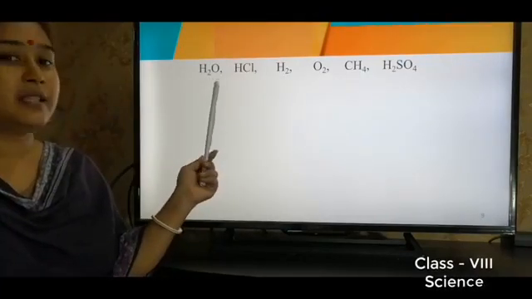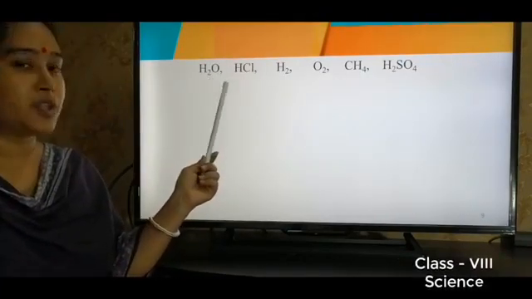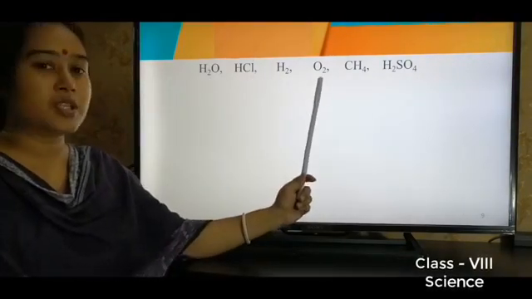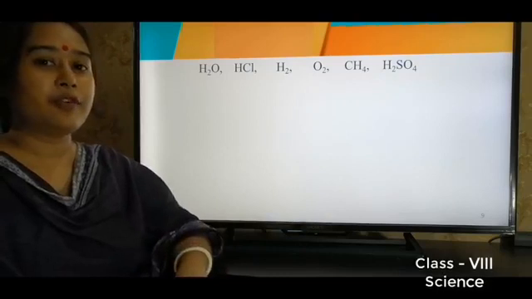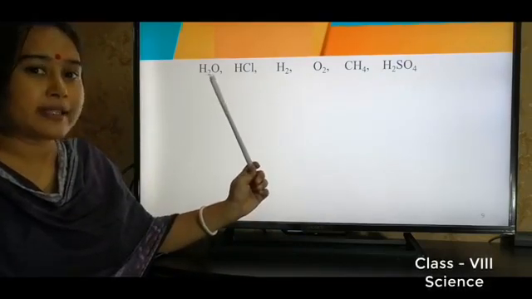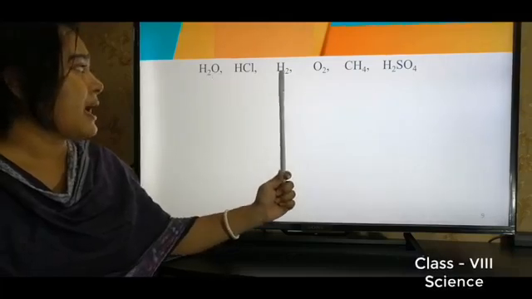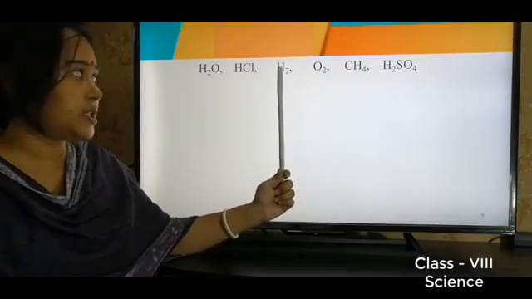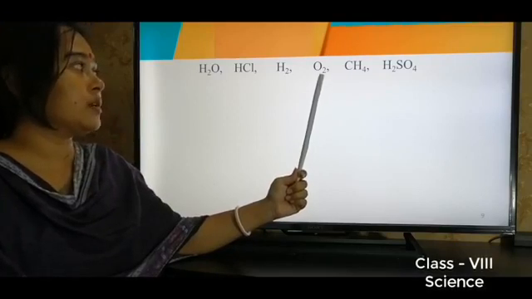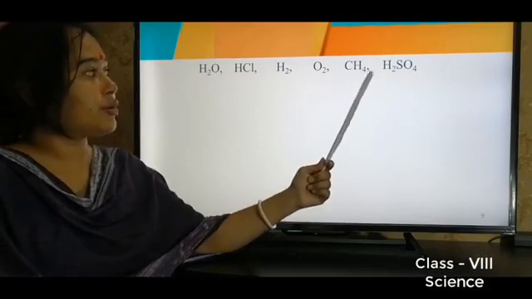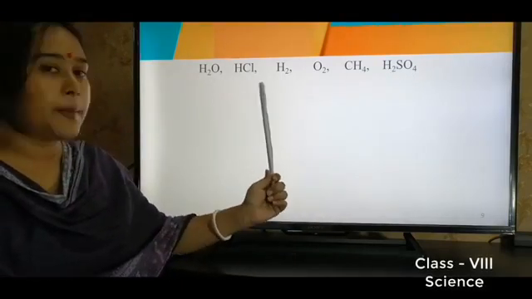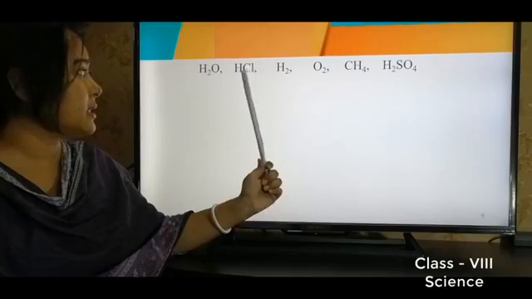Well, you can see the formula of water, H2O, hydrochloric acid, hydrogen molecule, oxygen molecule, methane, and sulfuric acid. You can also see here I have written 2 as a subscript of H. Here also subscript of H, that is hydrogen, and here 2 subscript of O, and here also 4, here also 2 and 4. But I didn't write any number here in hydrochloric acid. Why?